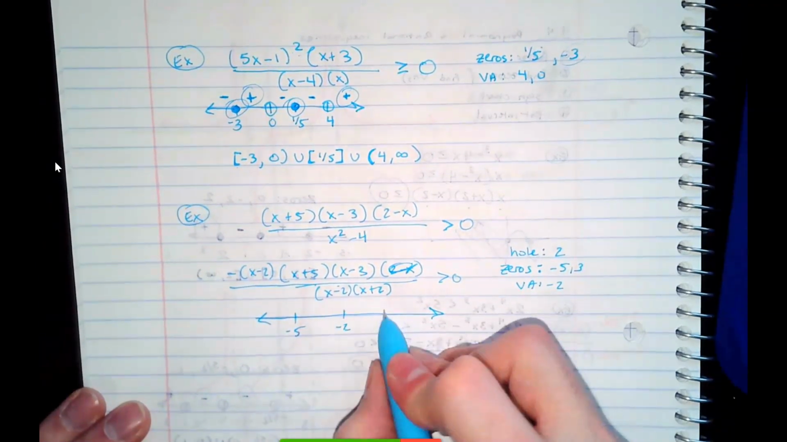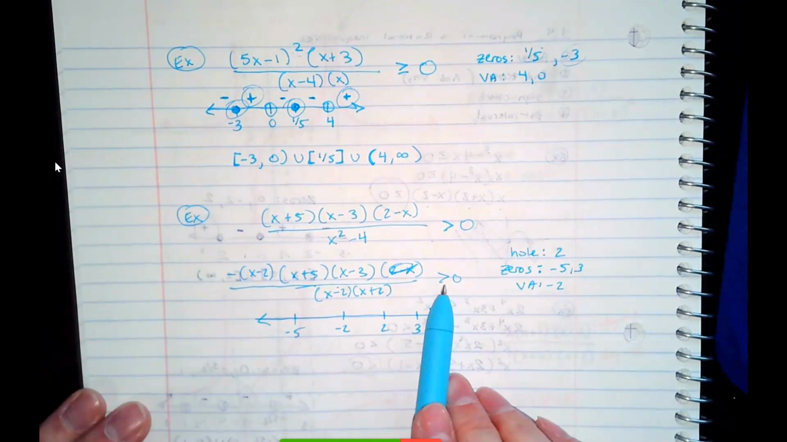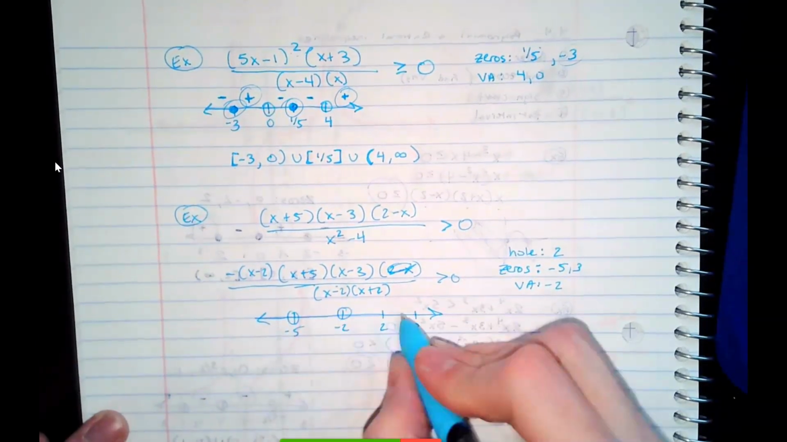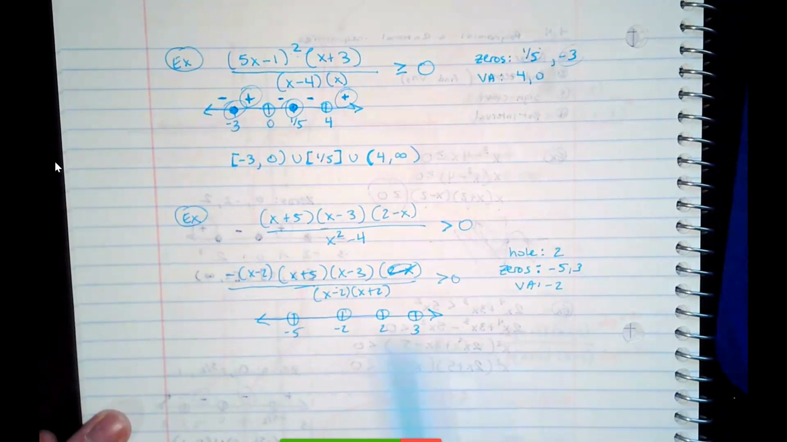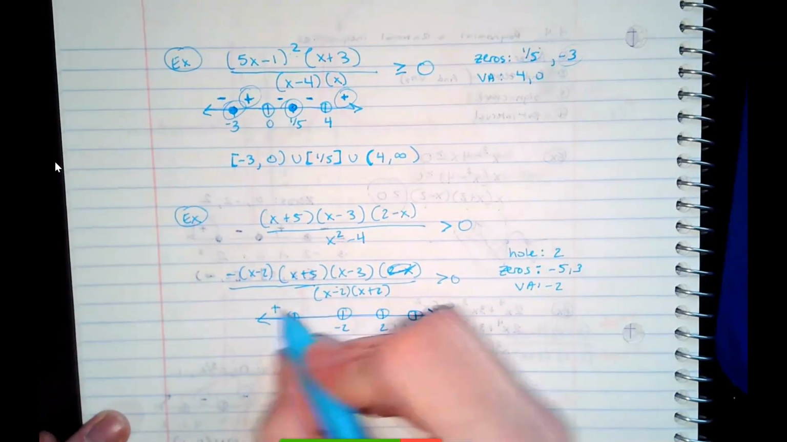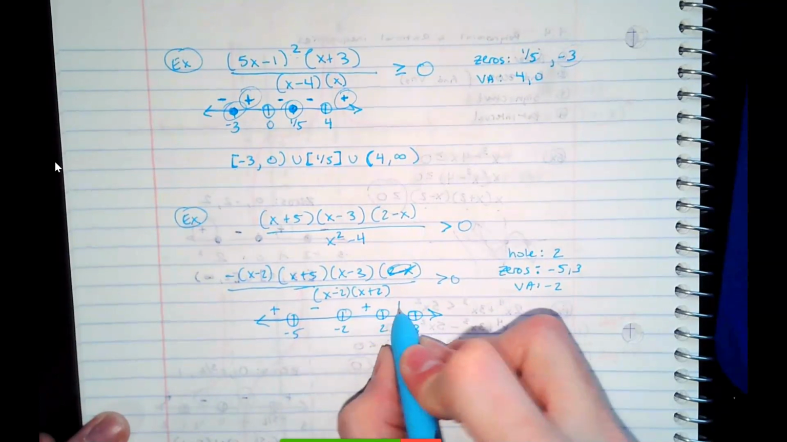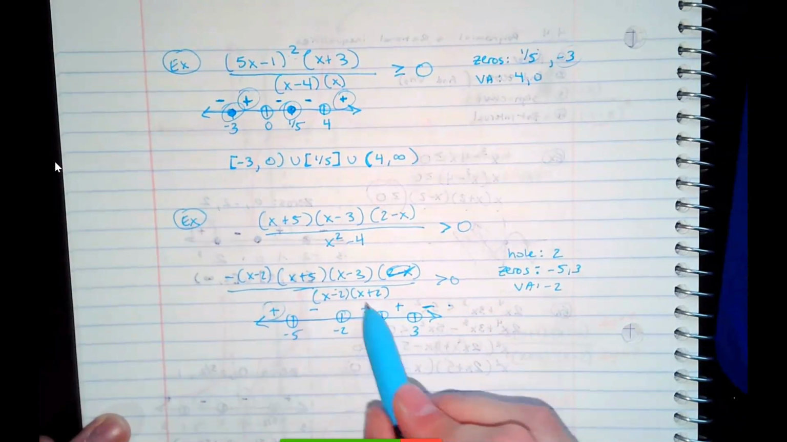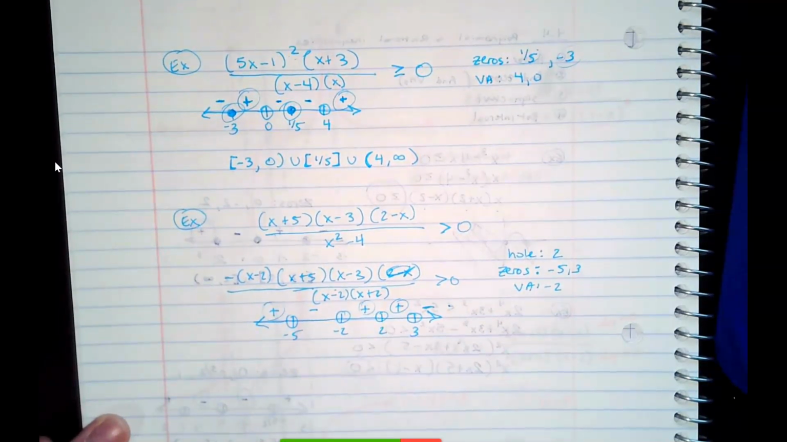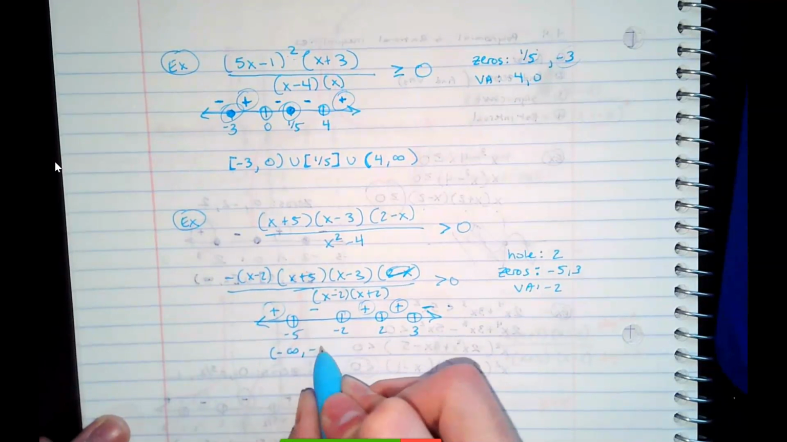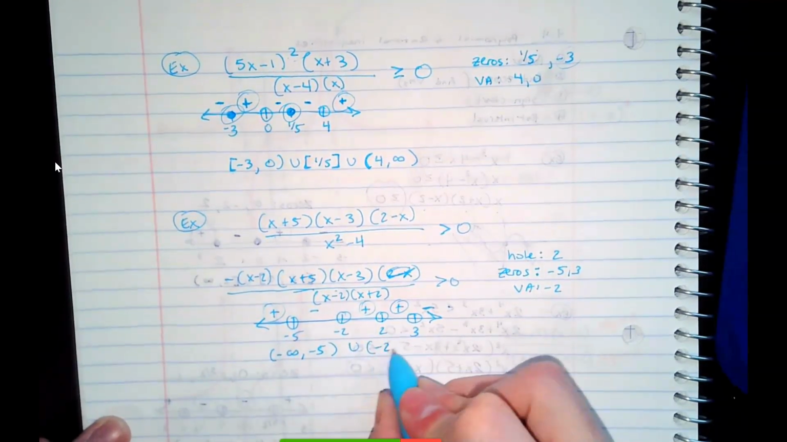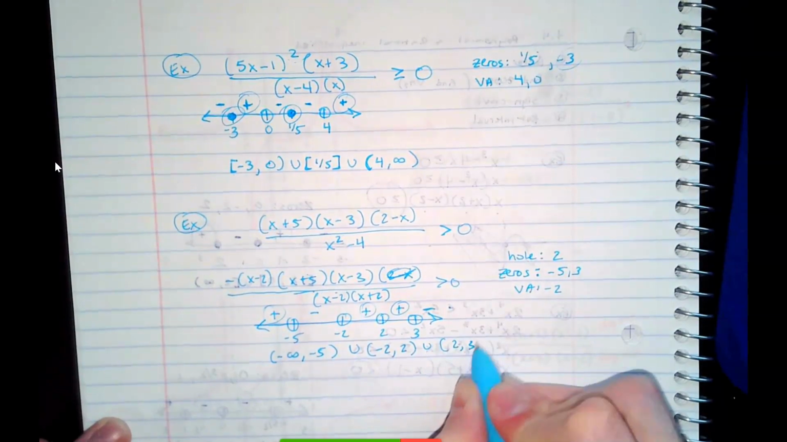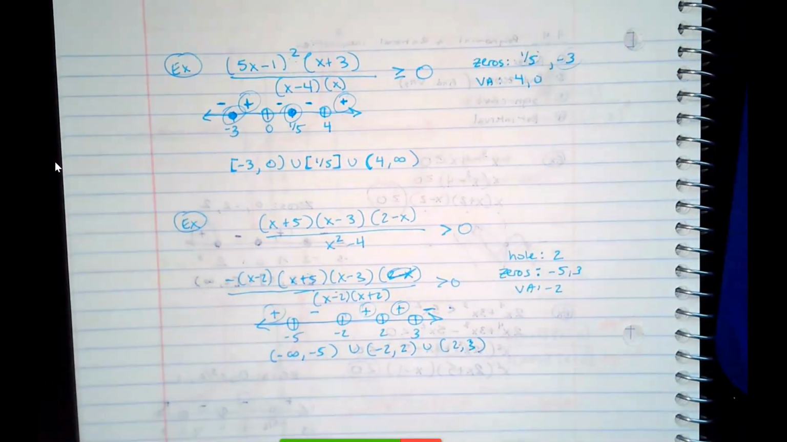-5, -2, 2, 3. But in this case, since we're not allowed to equal 0, everybody gets open circles. We cannot include any of these numbers. When you test your intervals, you get plus, minus, I'm sorry, I'm going quickly through this, plus, plus, and minus. So since we want to be greater than 0, we're going to add in all of those intervals. -infinity to -5, union with -2 to 2, union with 2 to 3. And that is a quick rundown of polynomial and rational inequalities.